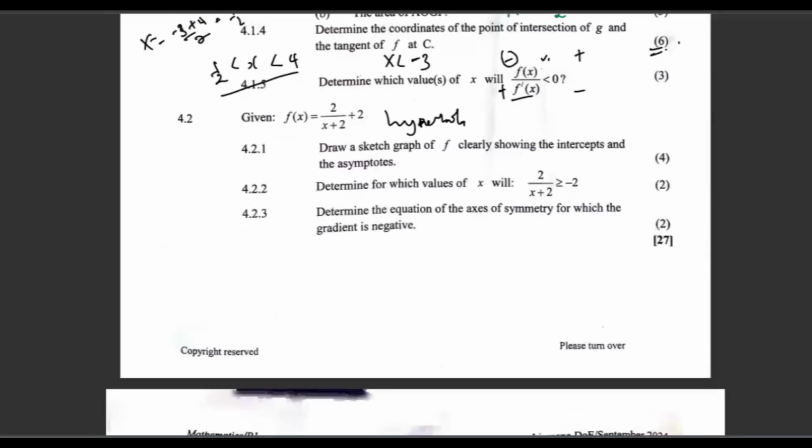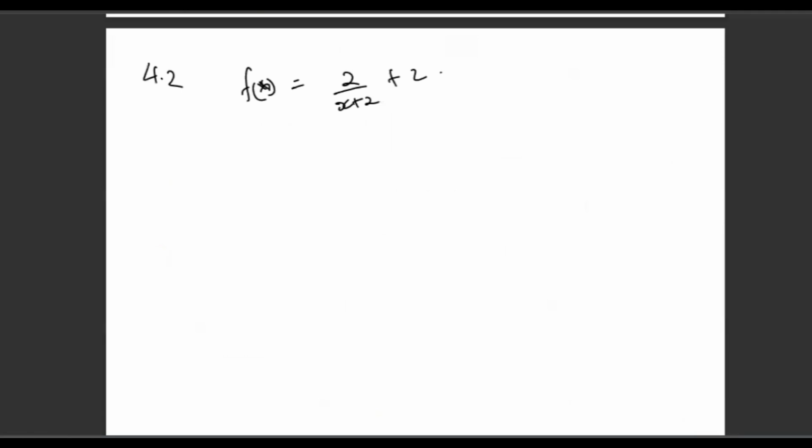Okay, so f of x is 2 over x plus 2, plus 2. What we need to do is, one, state our asymptotes. We know that the asymptotes are basically x being -2 and y being 2. We also need to determine the intercepts.